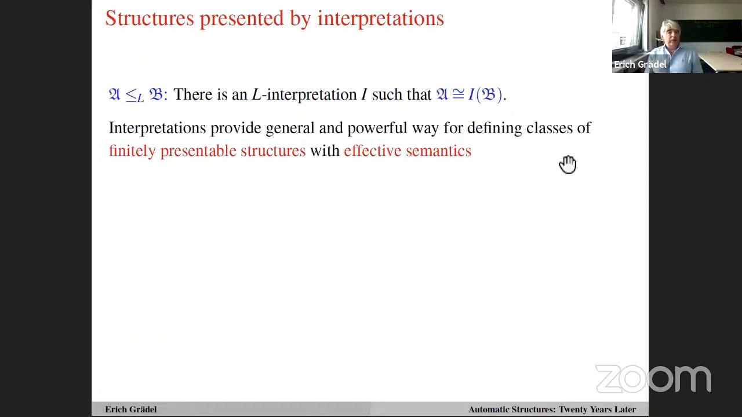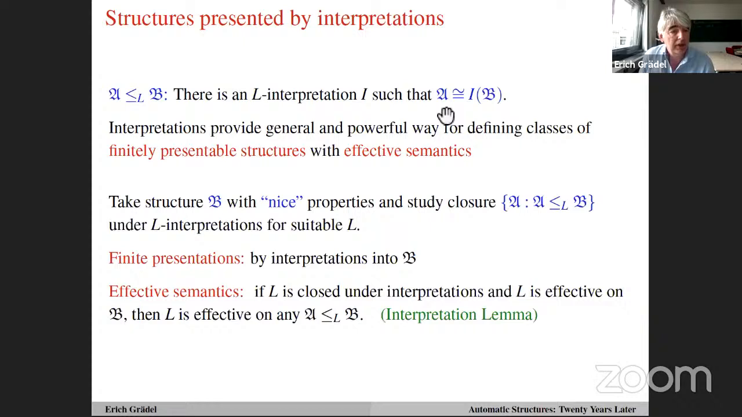So why is this interesting? We understand these interpretations as reductions. A structure A is reducible via L-interpretations to B if there is an L-interpretation defining inside B an isomorphic copy of A. And this can be seen as a general and powerful way to define classes of finitely presentable structures with an effective semantics. Just take an arbitrary structure with nice properties, decidability properties for instance, and study the closure under L-interpretation for some suitable L.